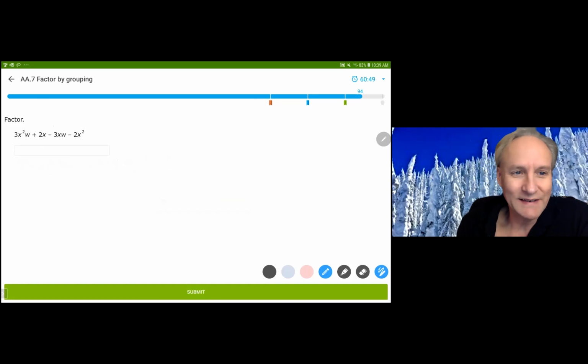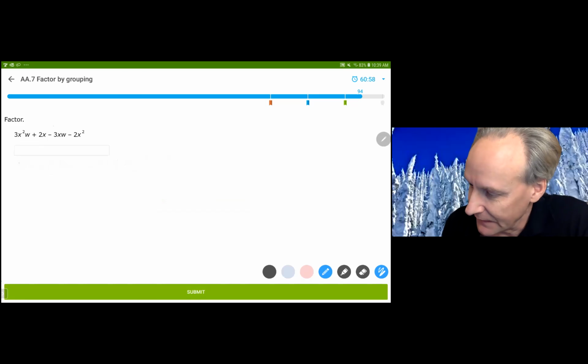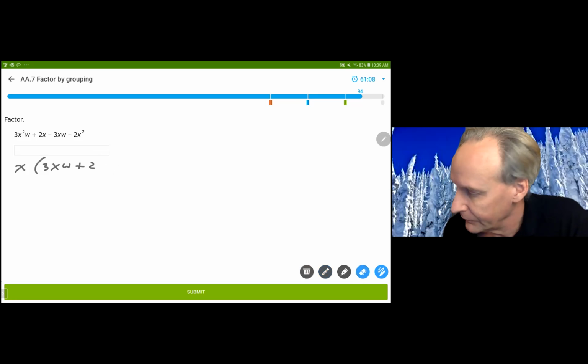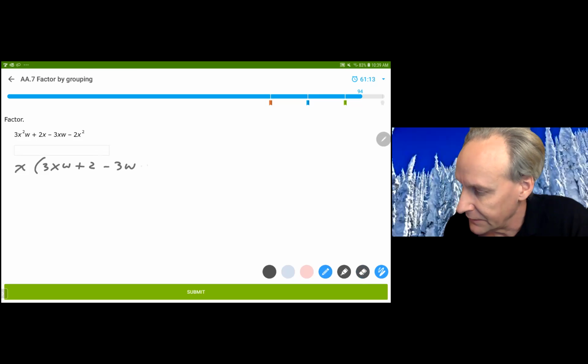Oh, we're going to go up one at a time there because I made a mistake earlier. Darn it. All right. Looks like we have an x in every term, so we have to take out the x. That's the only common term it looks like. So we have a 3xw plus 2, and oh, it's a minus, sorry. We have a minus 3w and a minus 2x. Huh? Oh.